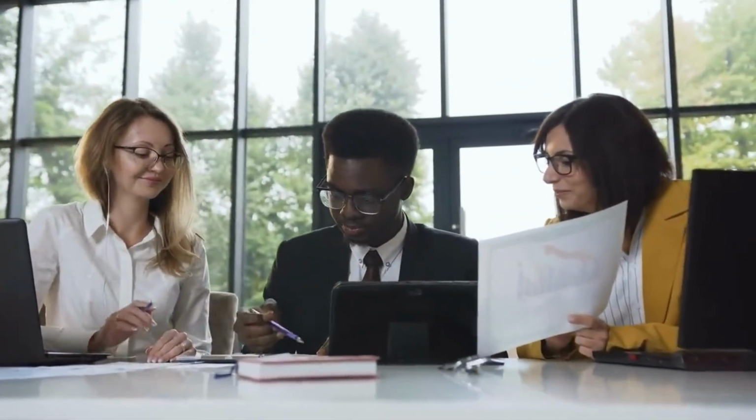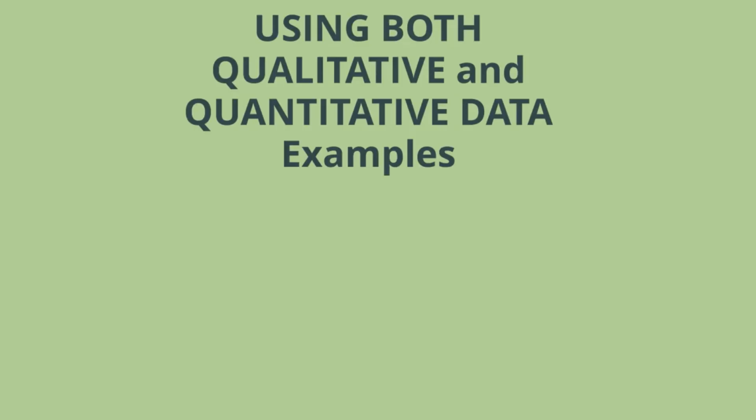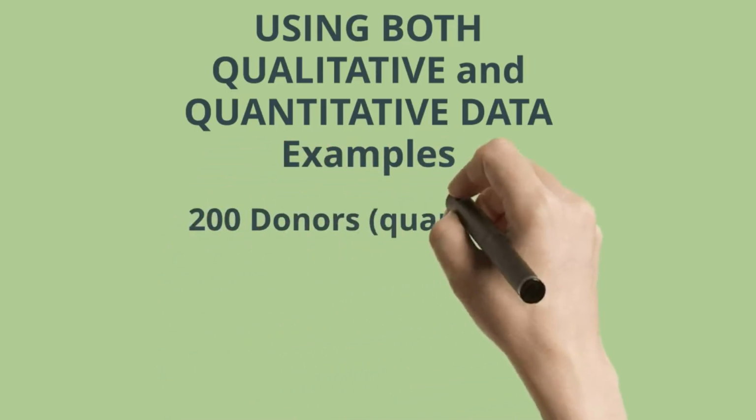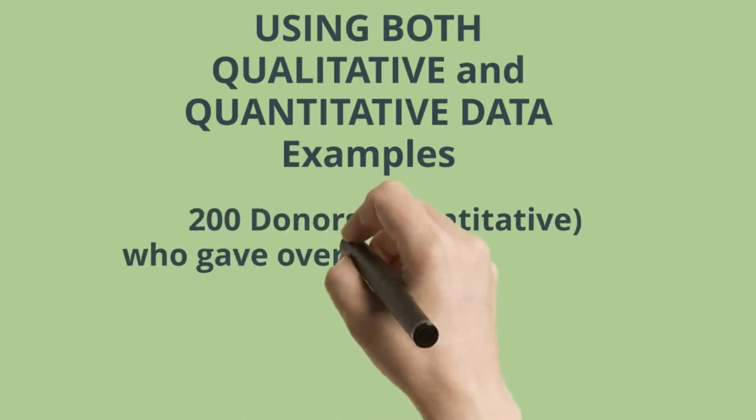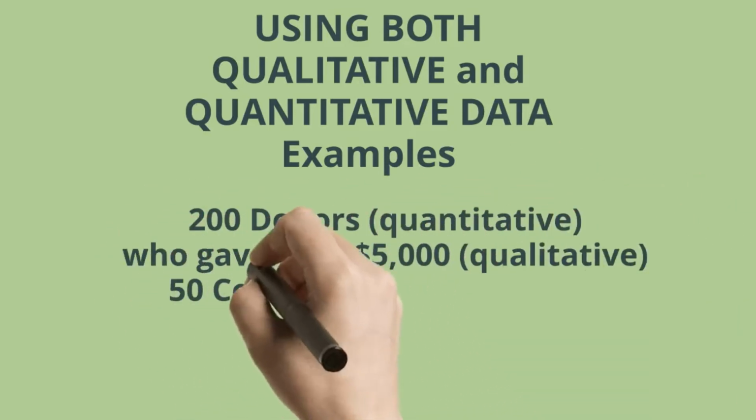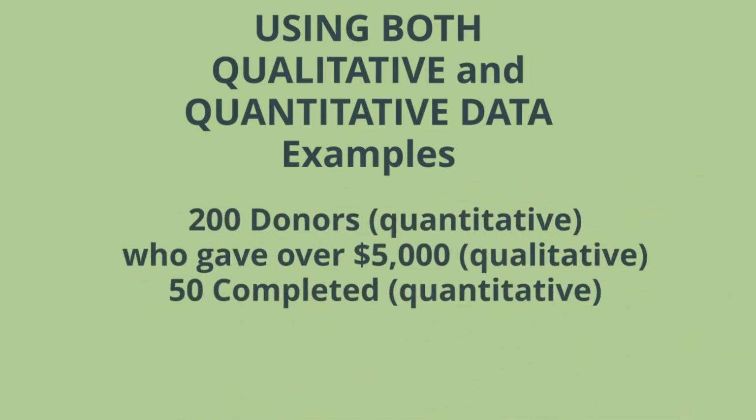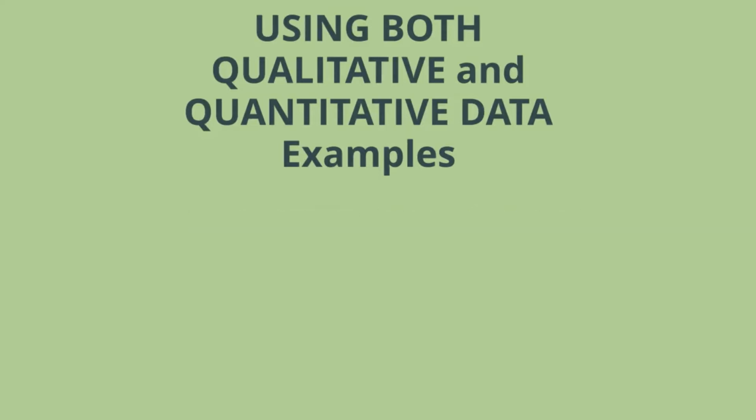Most of us analyzing data choose to incorporate both qualitative and quantitative data into our research, since they each provide different perspectives on the topic. Example: we invited 200 donors who gave over $5,000 in 2020 to answer a set of questions in our survey, with 50 people completing the survey before the final day.